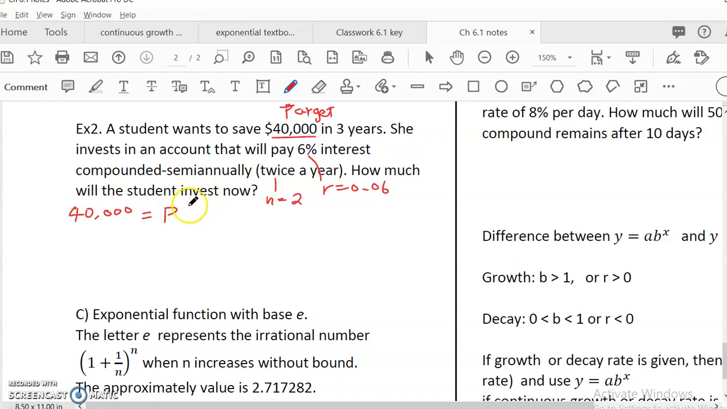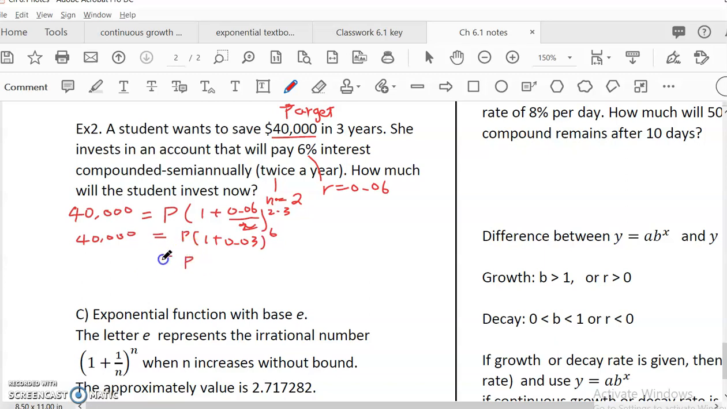So that's present value times 1 plus 0.06 over 2. Okay, 2. And then 2 times what? 3 years. So N is 2, T is 3, so this is to the 6. So we would have 40,000 is equal to P. Maybe we can simplify it. 1 plus 0.03 because this is totally simplified to the 6.